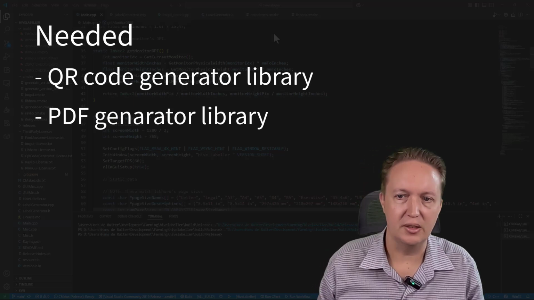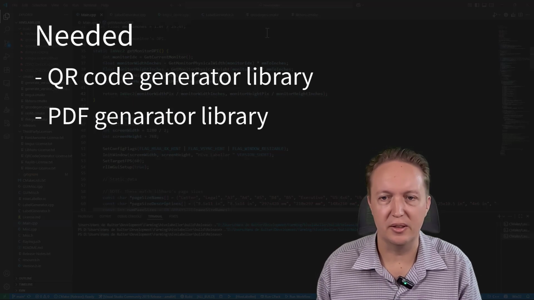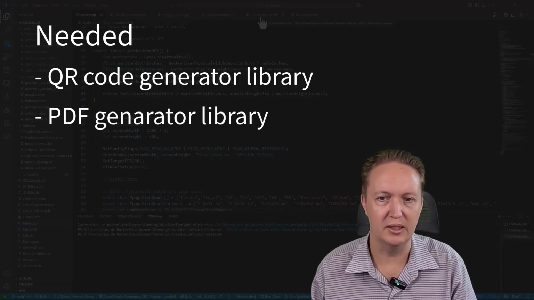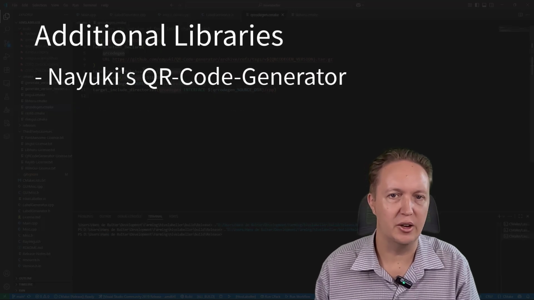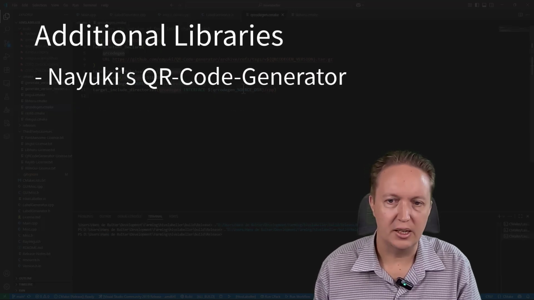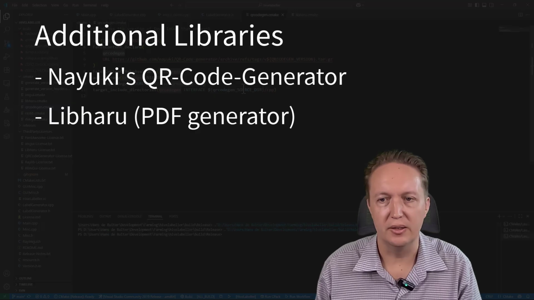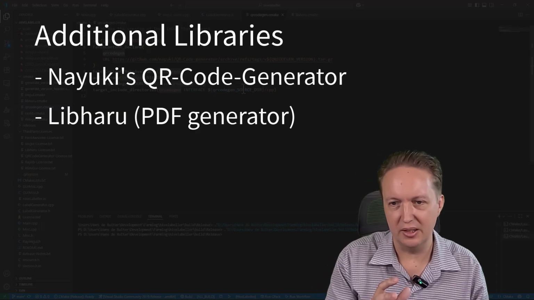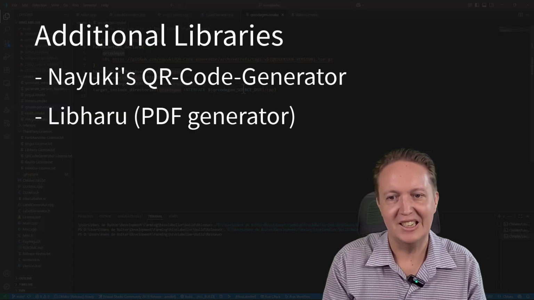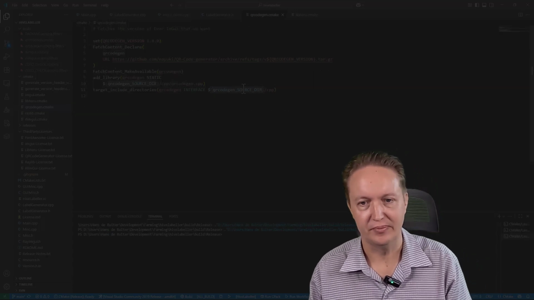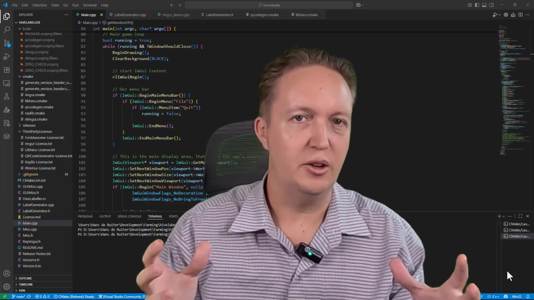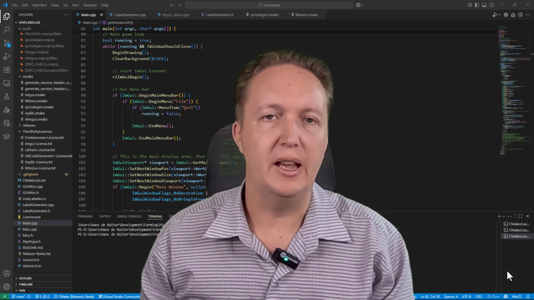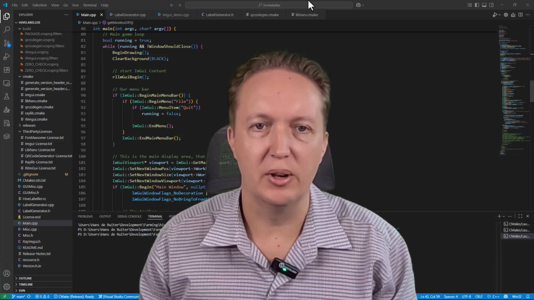So after searching the internet for a little bit with the help of ChatGPT, I settled on two small and easy to use libraries. The first one is Nayuki's QR code generator. For PDFs, I settled on libharu, which is a lightweight PDF generation library. Some might find that a bit feature limited, but for this project, simplicity is exactly what I need. The first step was to create a new project from my ImGui plus Raylib template, and then add the QR code generator and libharu libraries.